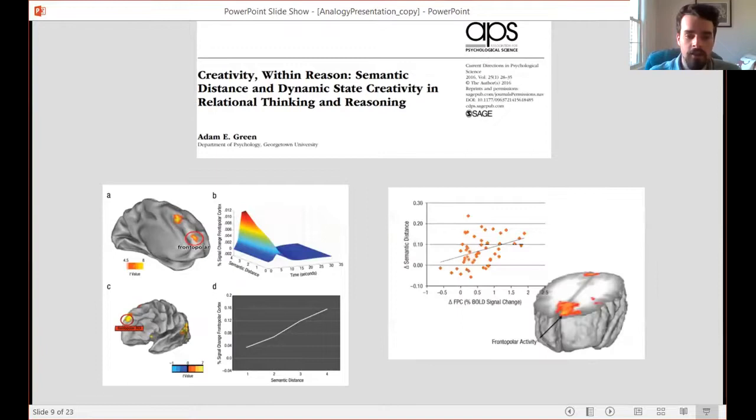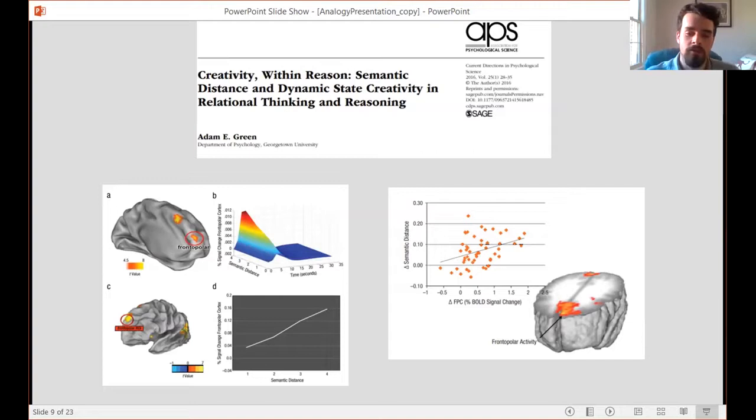And also looking at another study, which I haven't mentioned, that looked at verb generation. We also find the same results, that when you generate more semantically distant verbs, participants also showed increased frontal polar activity with the same sort of parametric correlation. And so part of the purpose of this was to summarize all this work and what we know so far, and then what we want to do going forward.